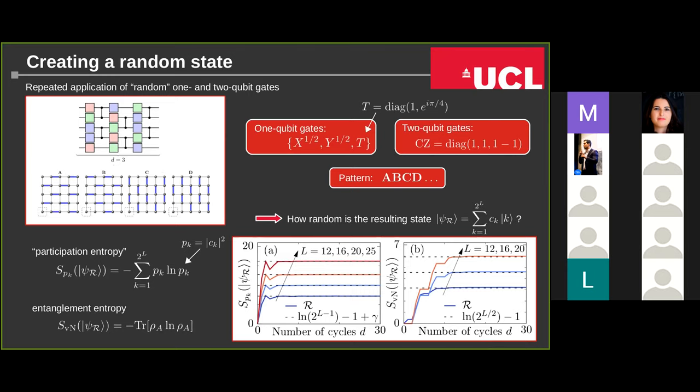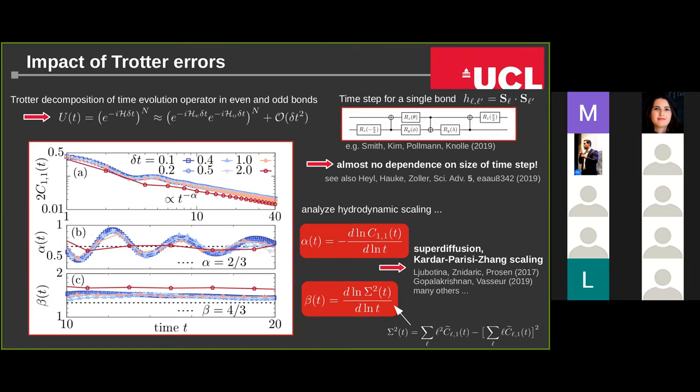Okay, so now we have our random state, and now we want to go one step further in the protocol and look at the time evolution. The time evolution on a quantum computer is usually done in terms of this Trotter decomposition. So you take your time evolution operator and you split it up in small time steps, delta t.